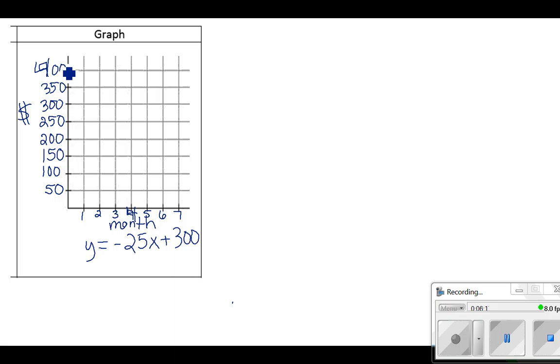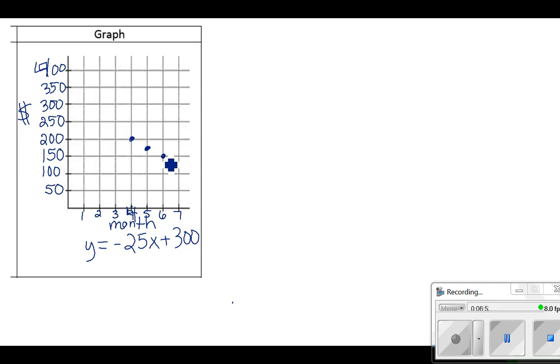Now I'm going to plot the points from my table first because I think that will be the easiest. So I have 4, 200. I'm going to go to the 4 on the x and go up to 200. Then I'm going to go to the 5. At 5 months, I would have 175. So here's 5 months. I'm going to go up to 150 and then go halfway because that would be the 175. And then for 6, we would be at a $150 balance.